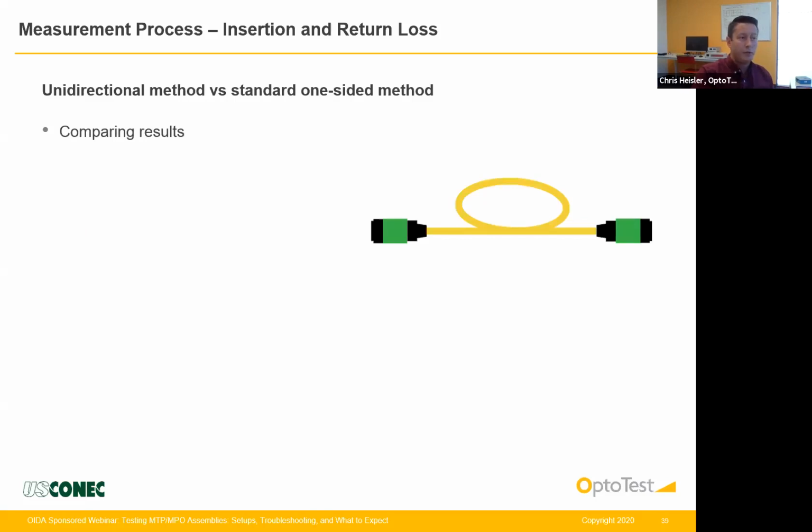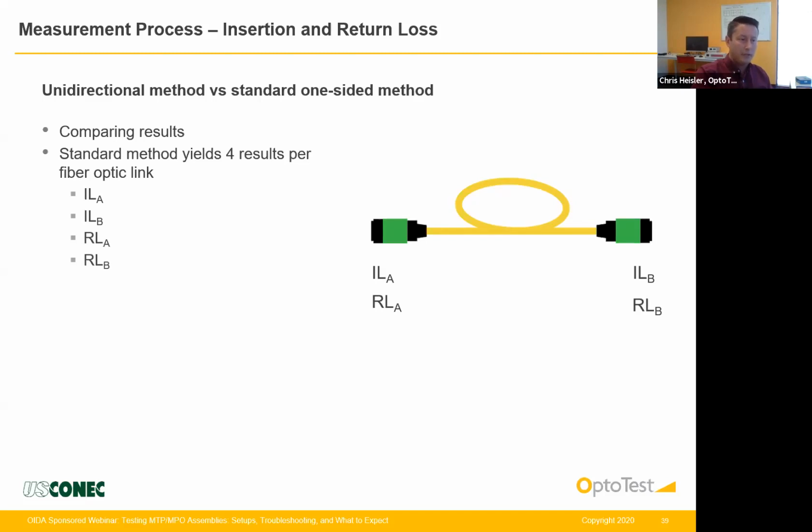So in comparing these results between the two methods, you have your DUT on the right. The standard method yields 4 results per fiber optic link. It measures the IL of A, the IL of B, RL of A, and RL of B.